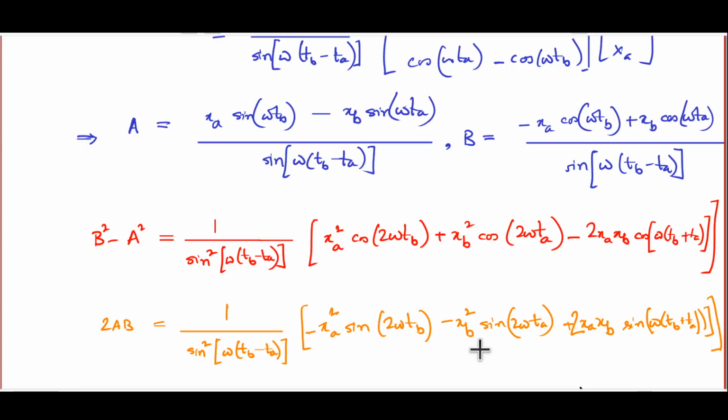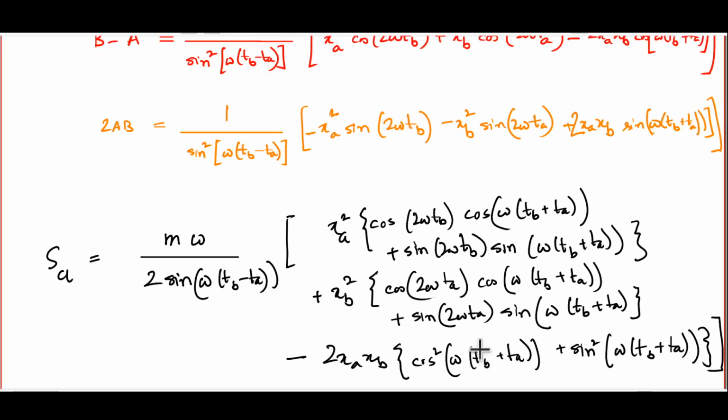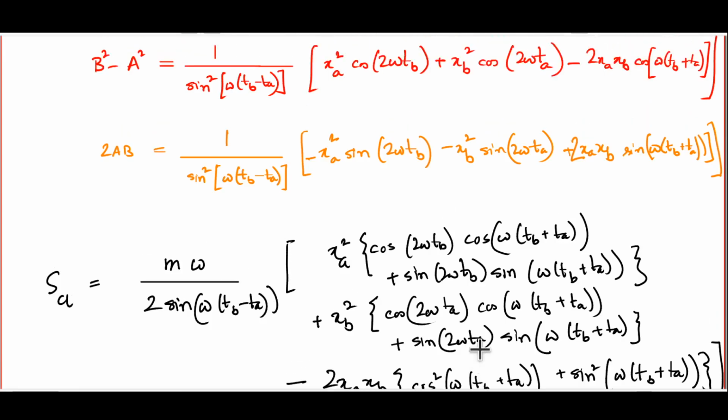Now comes the time to put all of these together and try to write down S classical. Well, S classical is basically B square minus A square times cosine of omega (Tb plus Ta), minus twice AB times sine of omega (Tb plus Ta), apart from the common factor which you get outside.